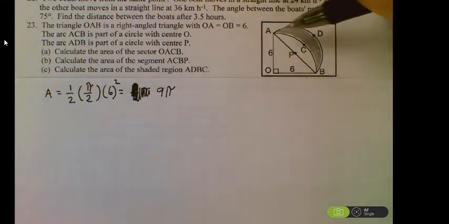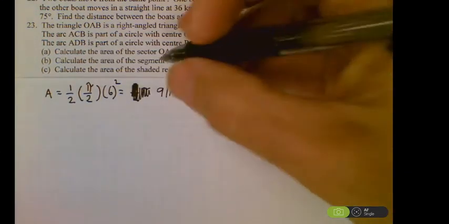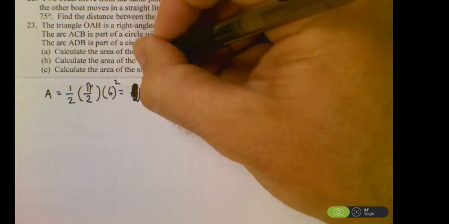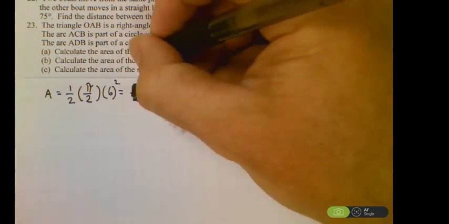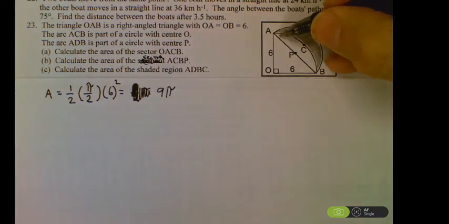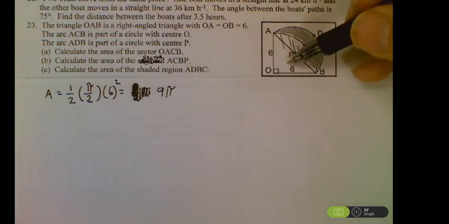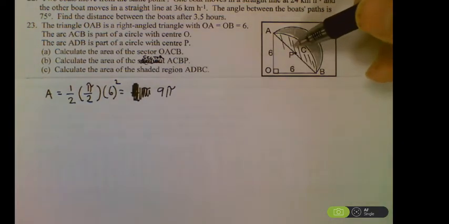ACBP. That doesn't seem right. So that must have said sector. So I think they were intending for that to be sector, not segment. So they're looking for this part right here. So for that sector, again, we already know this entire piece is 9 pi. So if we just subtract out the triangle from that, that's going to leave me with this shaded part.